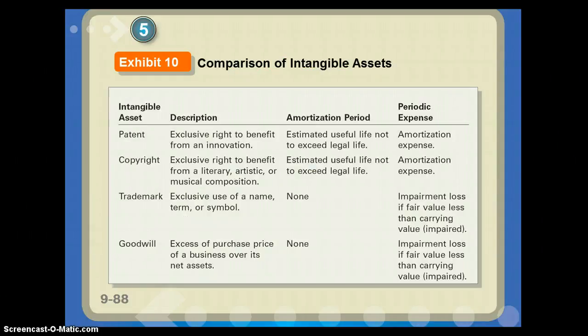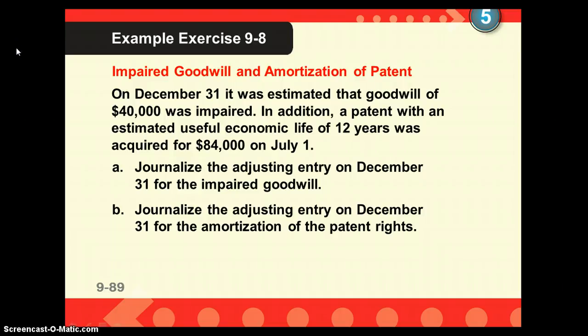So a comparison of intangible assets. This exhibit is in your book. It would be a good exhibit to study and memorize so that you know what each of these intangible assets is, how long it is amortized for, and what expenses are used to record them. Here's an example, impaired goodwill and amortization of patent. I will not on a test ask you to do the goodwill, but you will do one example here because it gives you the amounts and it gives you the transaction.